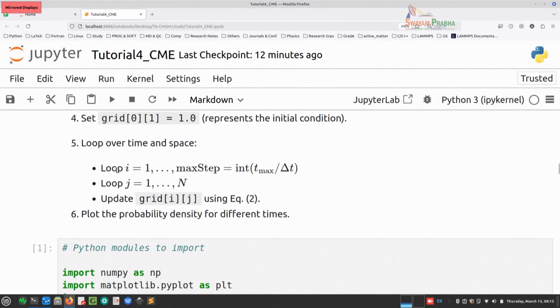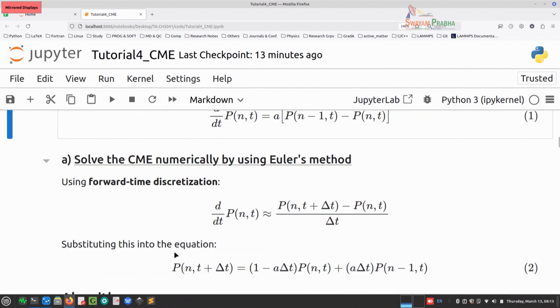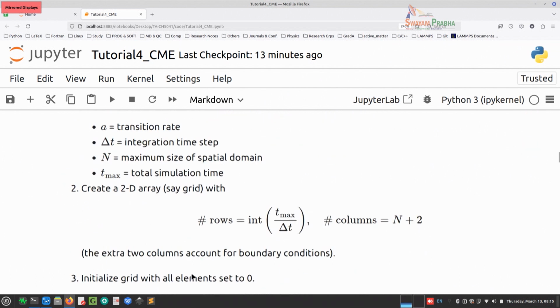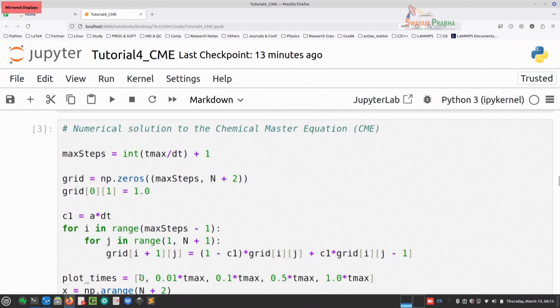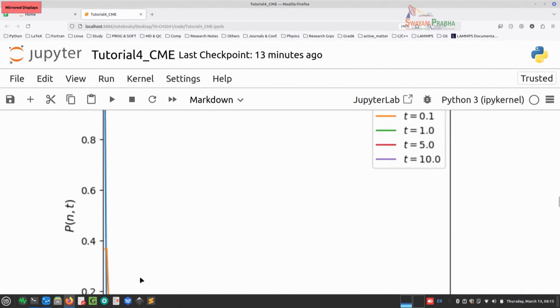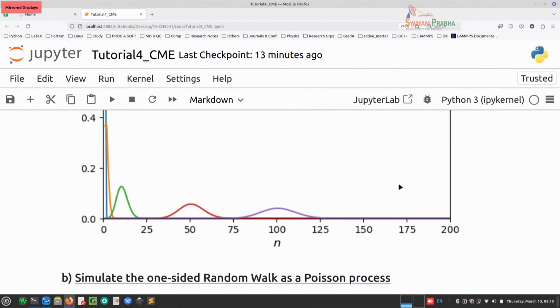Then what you do is simply you loop over time. You go to each time, and at each time you go to each of the spatial locations, and then you update this. And when you come out of that, you would have basically created P of n comma t. At any given time you have all the probabilities at each of those locations. So I think Ashwin has put up a small Python code here, and if you solve, this is what you will get actually.